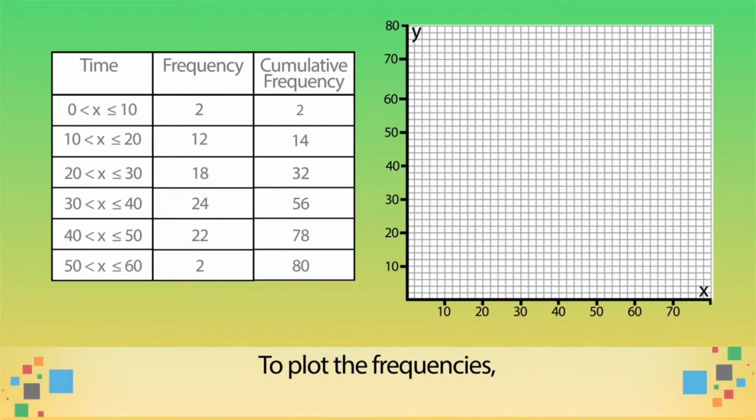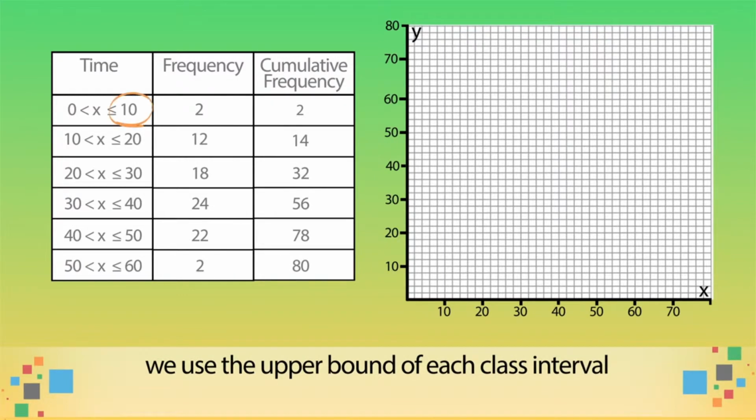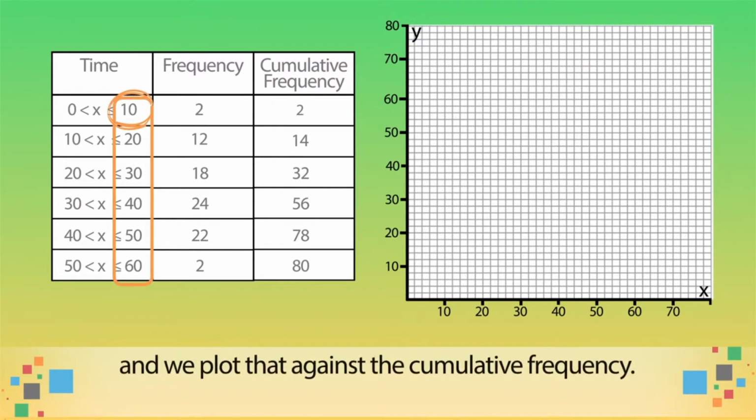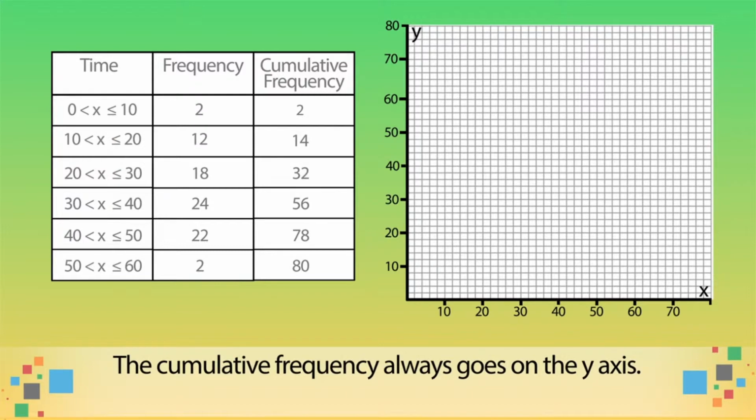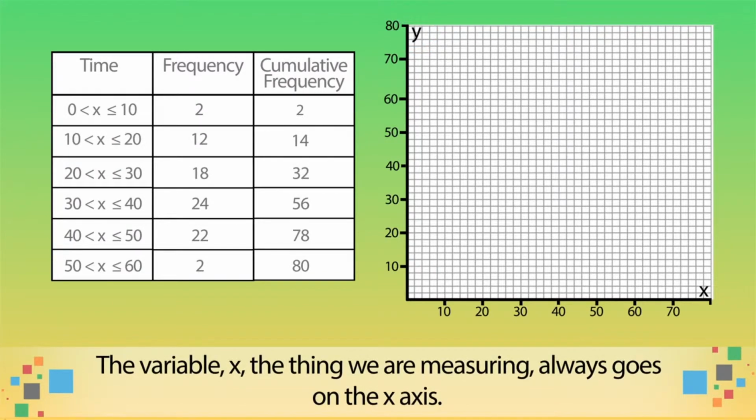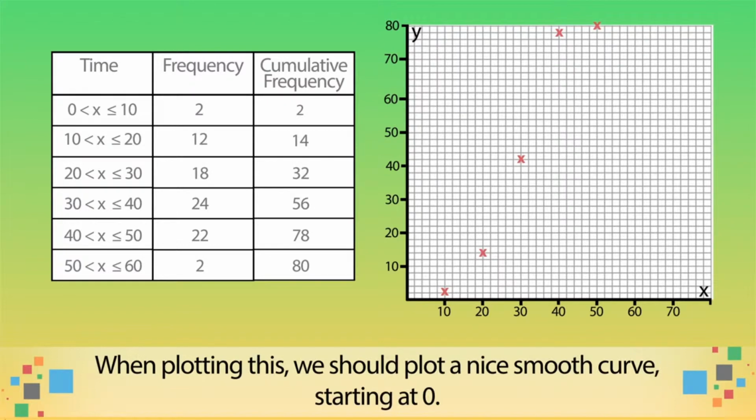To plot the frequencies, we use the upper bound of each class interval, and we plot that against the cumulative frequency. The cumulative frequency always goes on the y-axis. The variable x, the thing we are measuring, always goes on the x-axis. When plotting this, we should plot a nice smooth curve starting at 0.